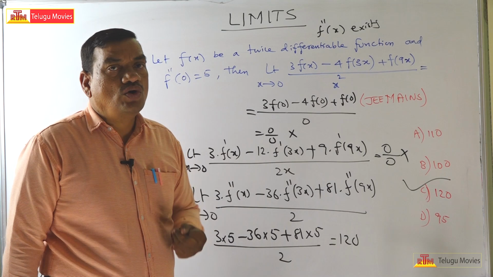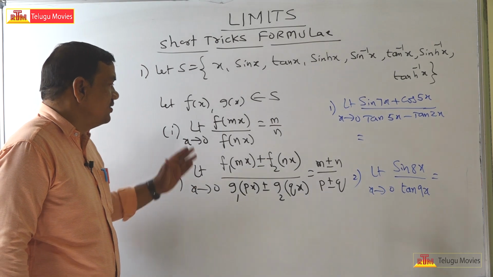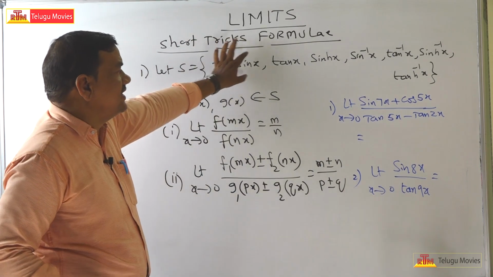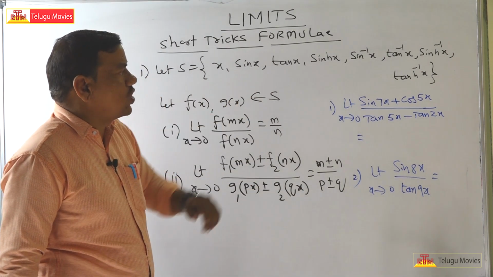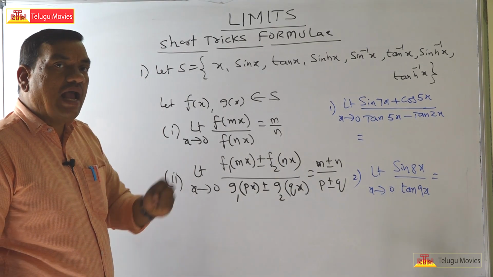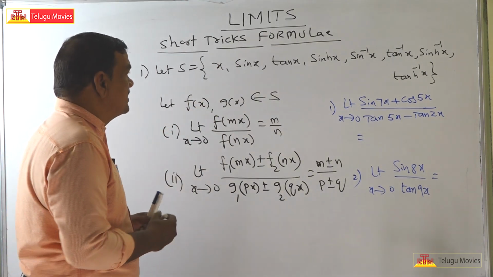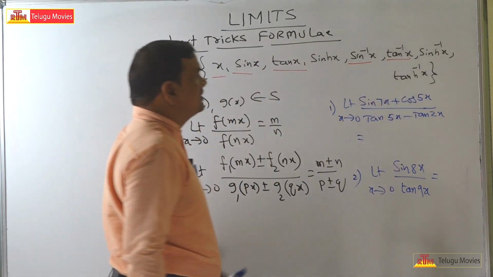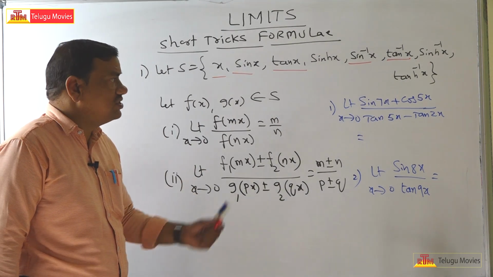So let us go to some more short trick formulas. Here let us take one set of functions of the type x, sin x, tan x, sin inverse of x, tan inverse of x. Generally sinh x, cosh x and tanh x are the hyperbolic functions, but majorly concentrate on these functions: x, sin x, tan x, sin inverse of x, tan inverse of x, and some more, sinh x, sinh inverse of x, tanh inverse of x, which are hyperbolic functions.